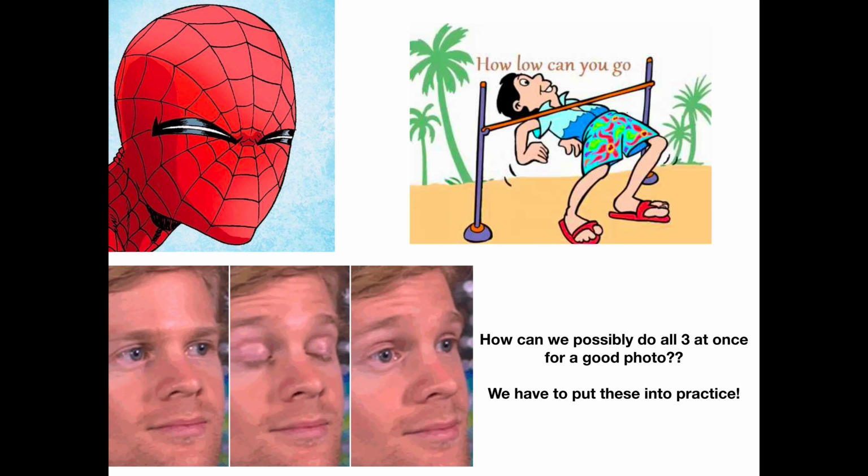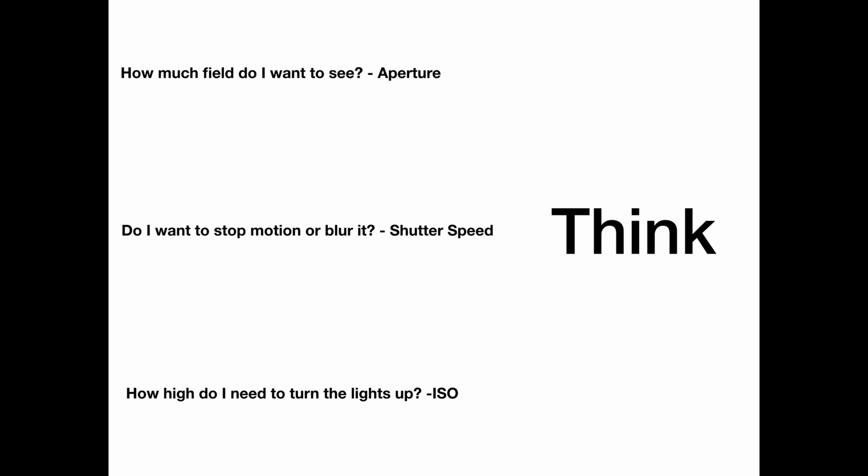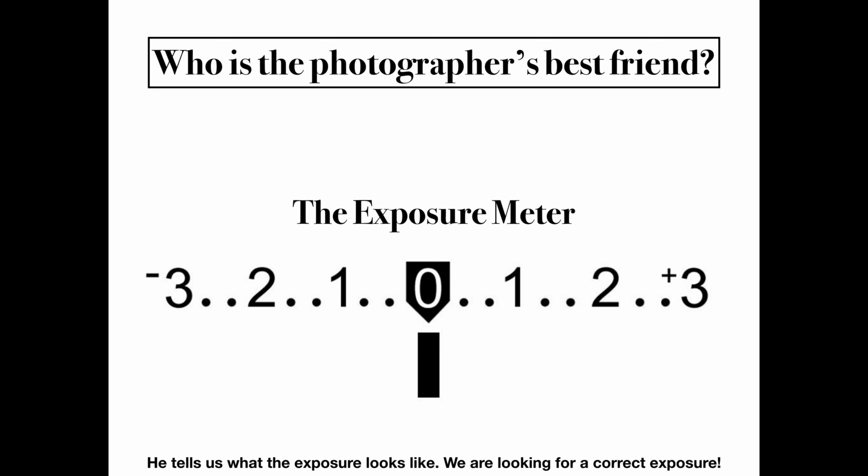So how can we possibly do all three of these things at once for a good photo? We have to put these into practice, but you're not alone. First, you need to think. How much field do I want to see? That's your aperture. Do I want to stop motion or blur it? That's your shutter speed. And how high do I need to turn the lights up? That's ISO. Just remember, the higher the ISO, the more noise.